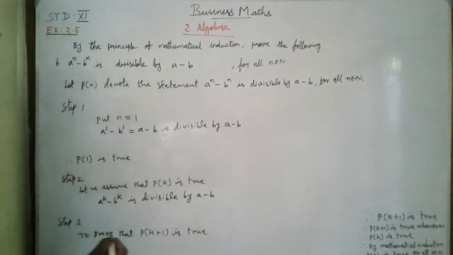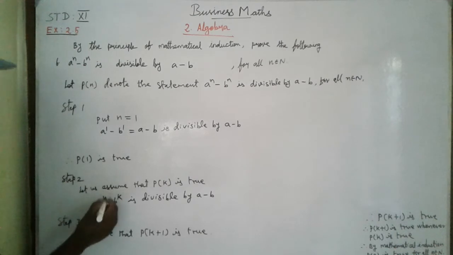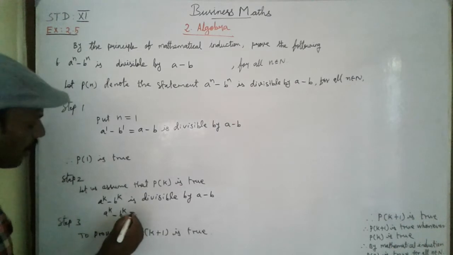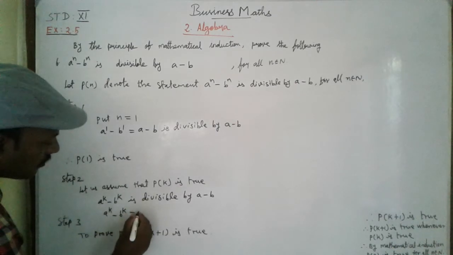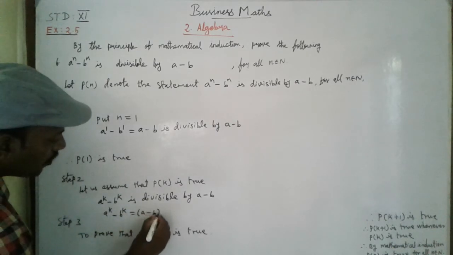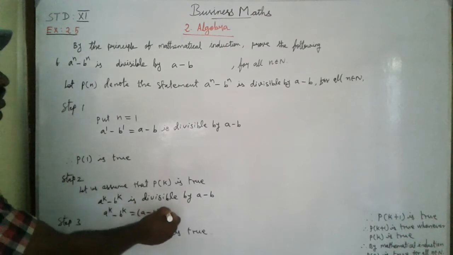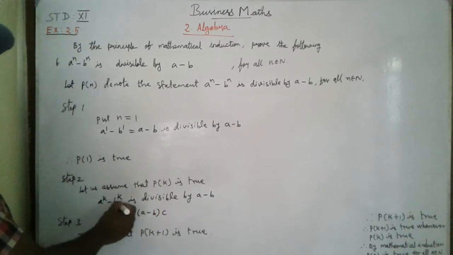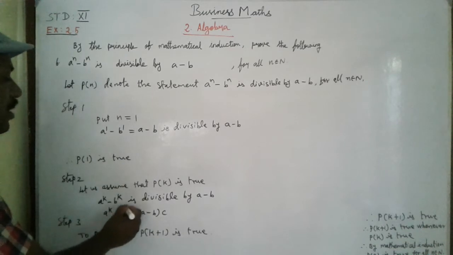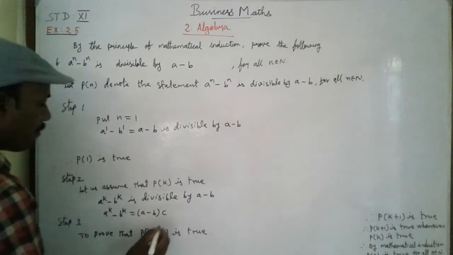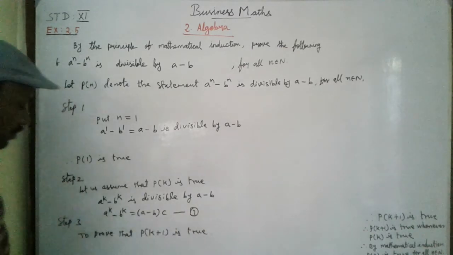Divisible by a minus b. So we should write a power k minus b power k equal to a multiple by a constant, any one constant, a minus b into c. Any one constant we should multiply, then we get a power k minus b power k. So a power k minus b power k value is a minus b into a constant. This is equation number 1.